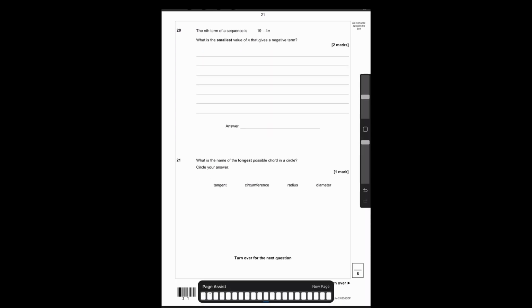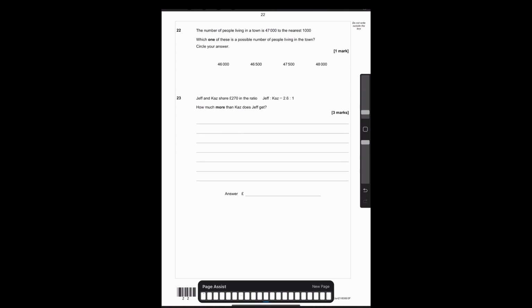Question 21 says, what is the longest possible chord on a circle? Circle your answer. A tangent is not in a circle, so we know it's not a tangent. The circumference is the outside of a circle, so we know it cannot be circumference. And the radius is half the size of the diameter, meaning that the diameter is always bigger. So our answer is diameter.